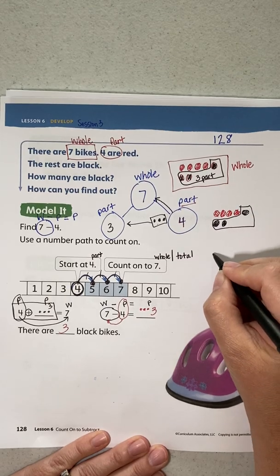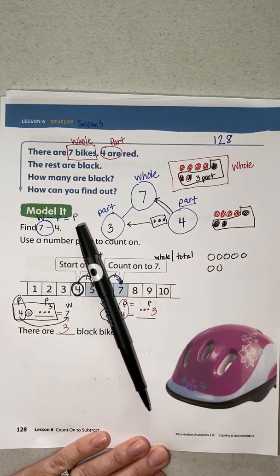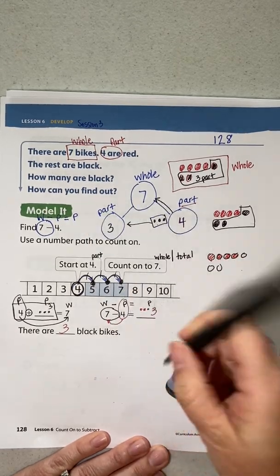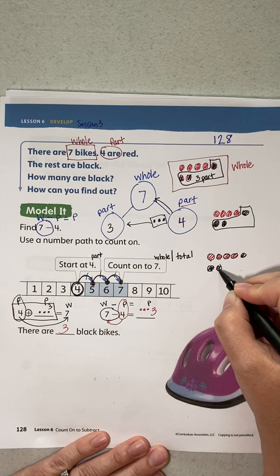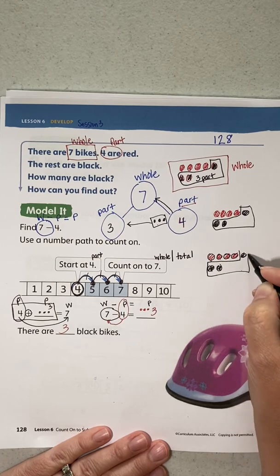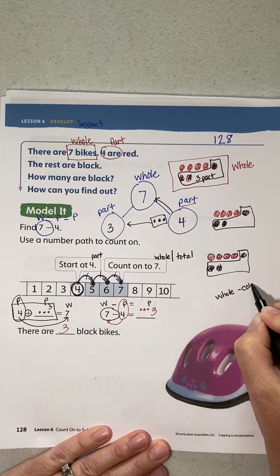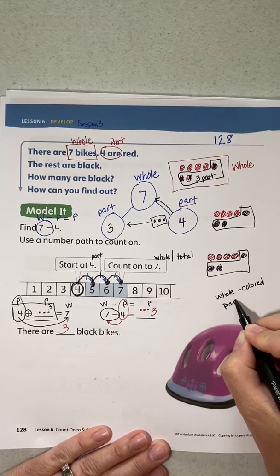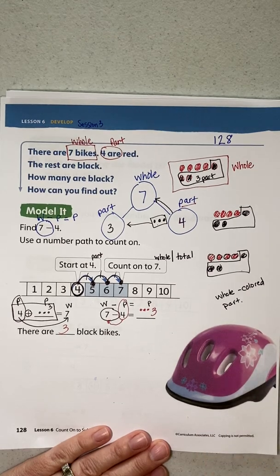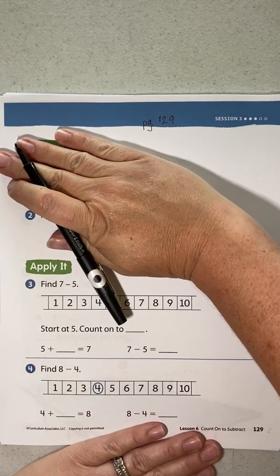Before we had 7 dots. 1, 2, 3, 4, 5, 6, 7, right? And we knew that 4 were red. 1, 2, 3, 4. So the rest had to be black. So even though it looks like the same way to do it, here we started with the whole and we colored the part we knew, right? Here we started with the part we knew and we counted on up to the whole. So those were a couple of examples. You don't need to write anything right there.